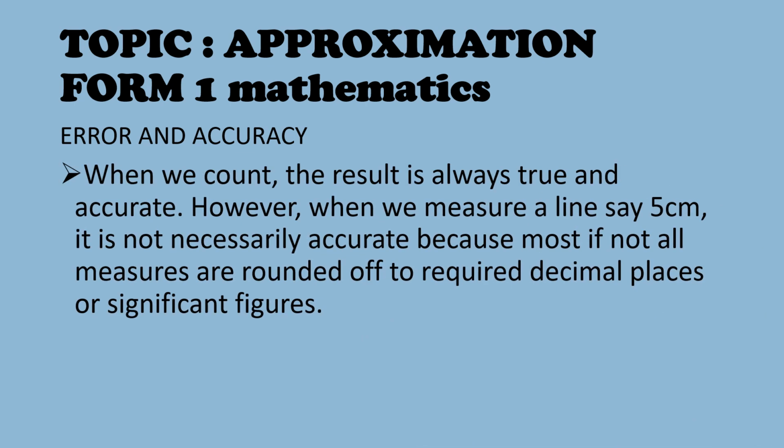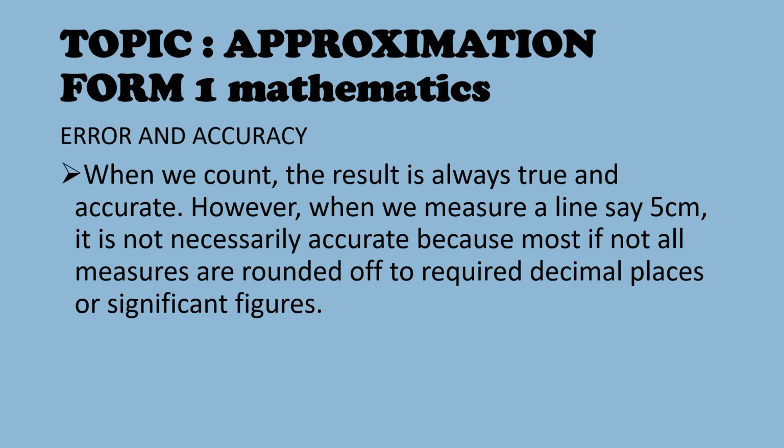You'll discover that when we count, the result is always true and accurate. For example, we can say how many desks are in this class. Let's count: there may be 1, 2, 3, 4, 5 desks. How many tables? There are 2 tables. That result is always going to be true and accurate.